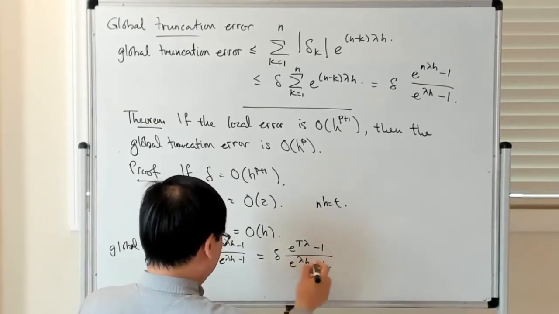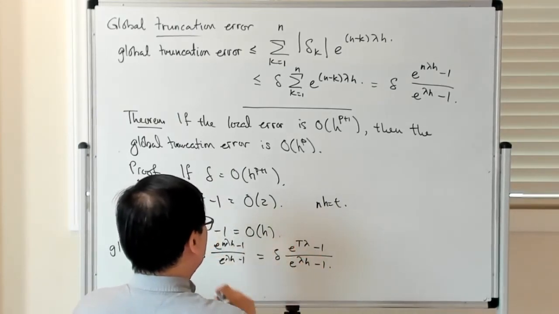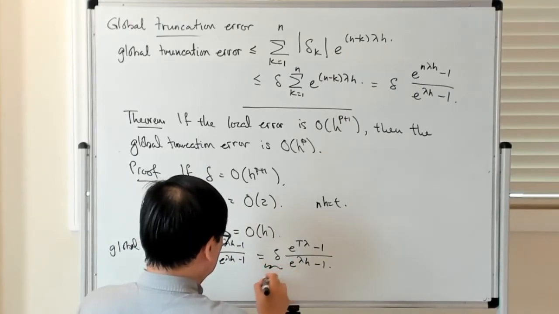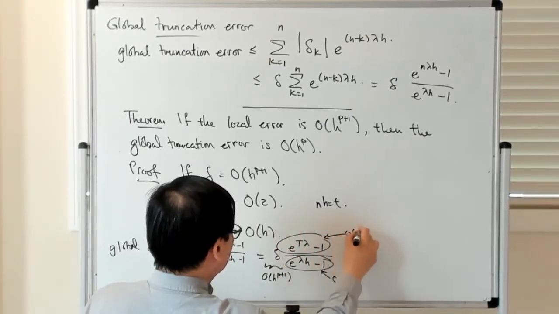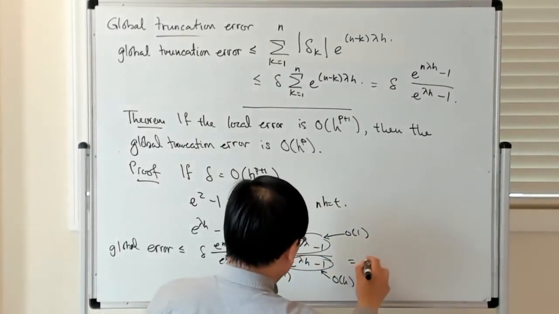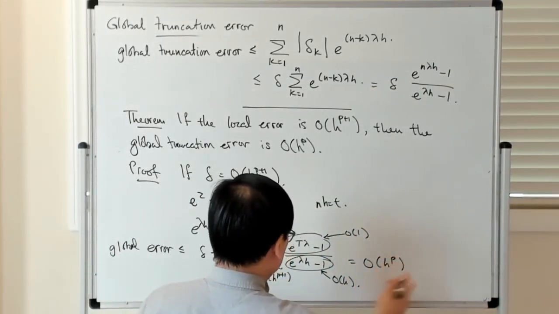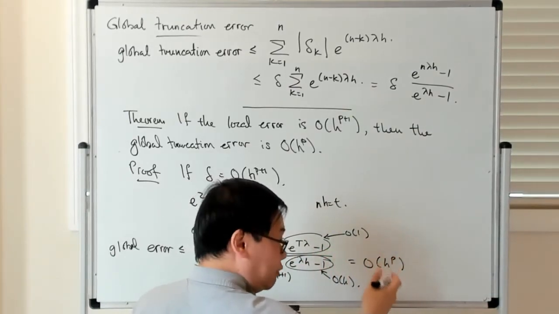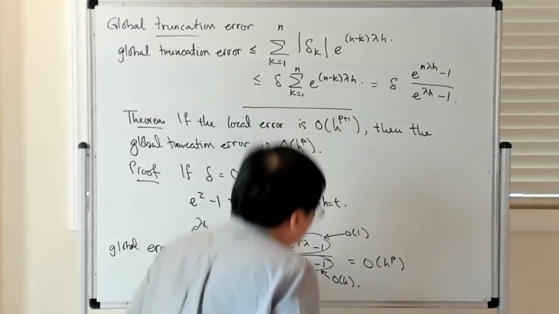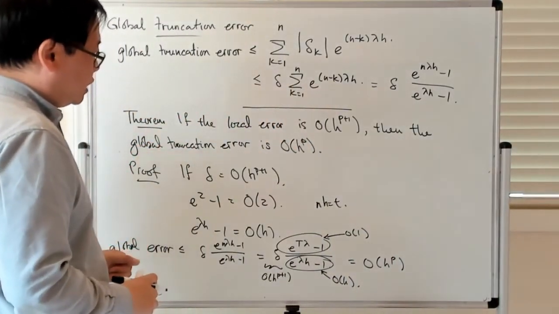This is big O of h, this is big O of h to the p plus 1. This term here is big O of h, and then this is big O of 1, right? So that is equal to big O of h to the p, right? Because that term, 1 over that, decreases the power of h by 1, right? So that's basically what it's saying. Anyway, so that's what you would expect, right?